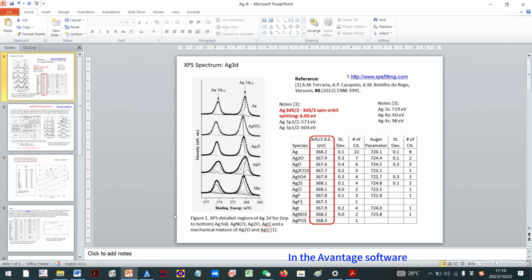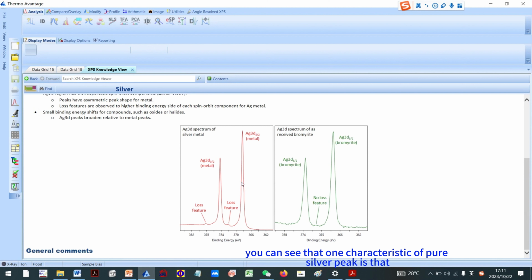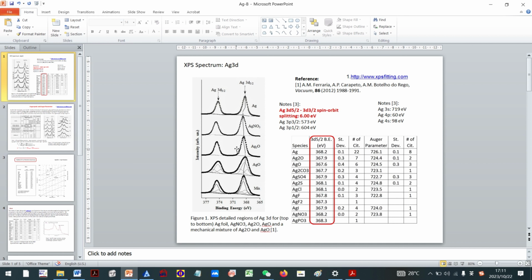In Advantage software, you can see one characteristic of the pure silver peak. First, the half peak width is relatively narrow and it has an energy loss feature. However, I would like to remind you that when the silver content is low, the loss peak will not be distinct. Additionally, when both the metal and oxidized states are present, most of the time you cannot see the loss feature, just like this.